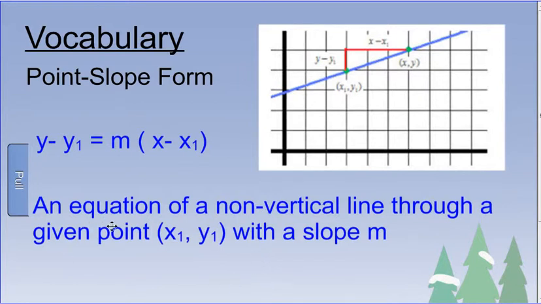And it says it's an equation of a non-vertical line, so it has to have a slope, through a given point, where m is the slope, so that's normal, and this x1, y1 is a point on the line. Okay. Now, let's see how this works. It looks really ugly, and it's really not that bad.